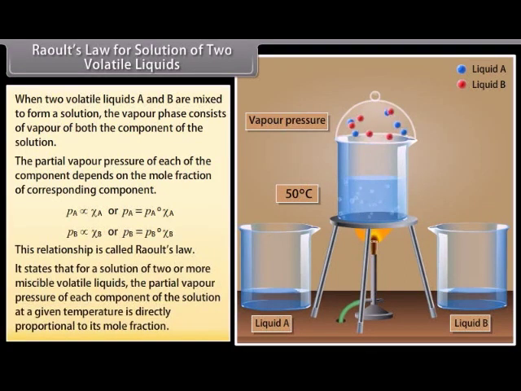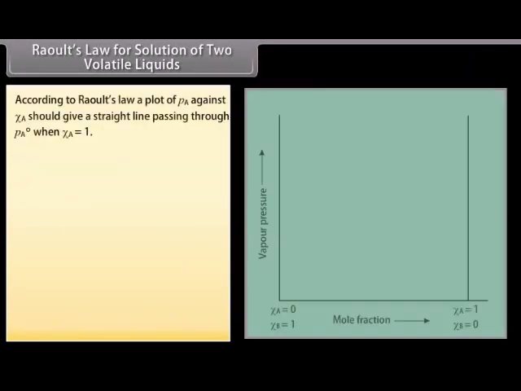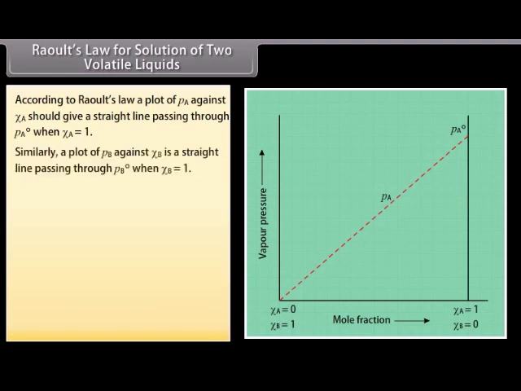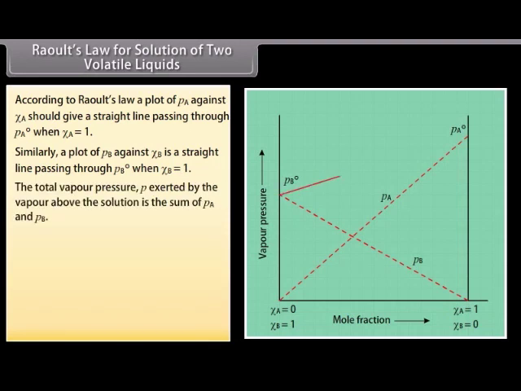It states that for a solution of two or more miscible volatile liquids, the partial vapor pressure of each component of the solution at a given temperature is directly proportional to its mole fraction. According to Raoult's law, a plot of PA against XA should give a straight line passing through PA° when XA is equal to 1. Similarly, a plot of PB against XB is a straight line passing through PB° when XB is equal to 1. The total vapor pressure, P, exerted by the vapor above the solution is the sum of PA and PB.